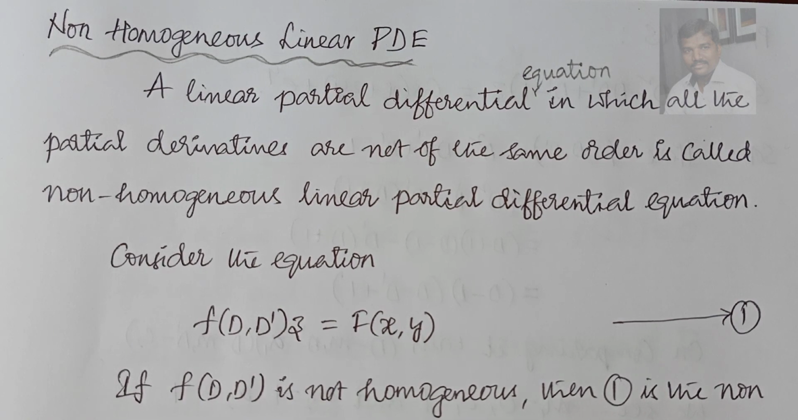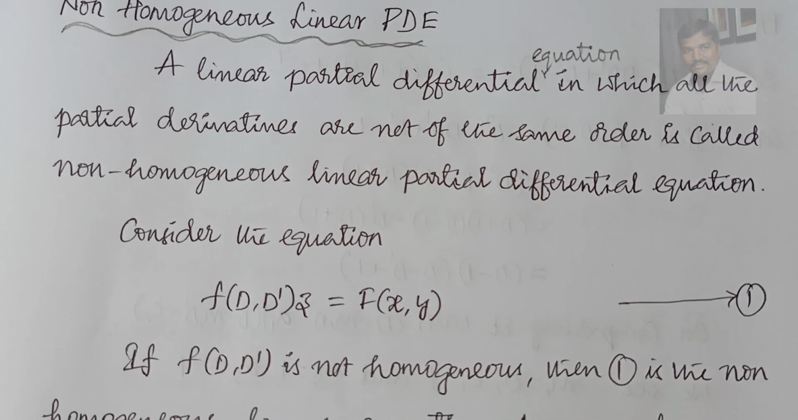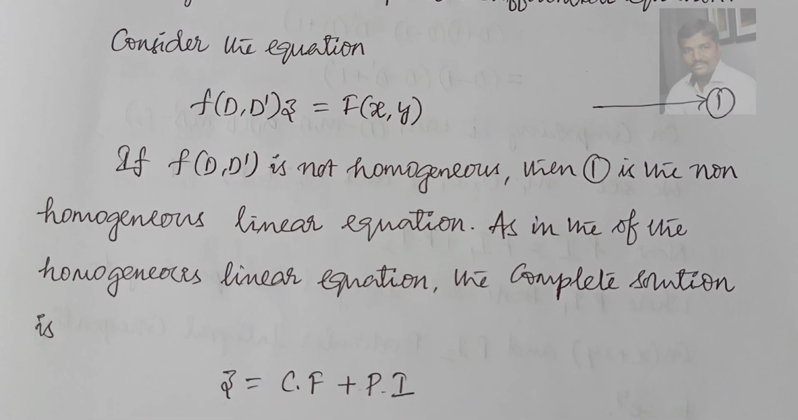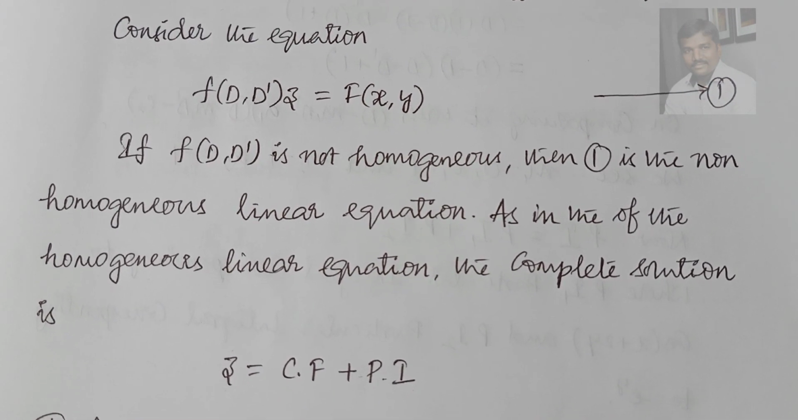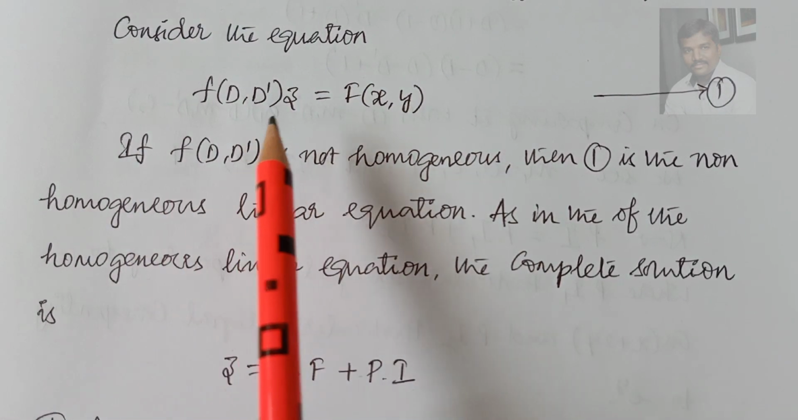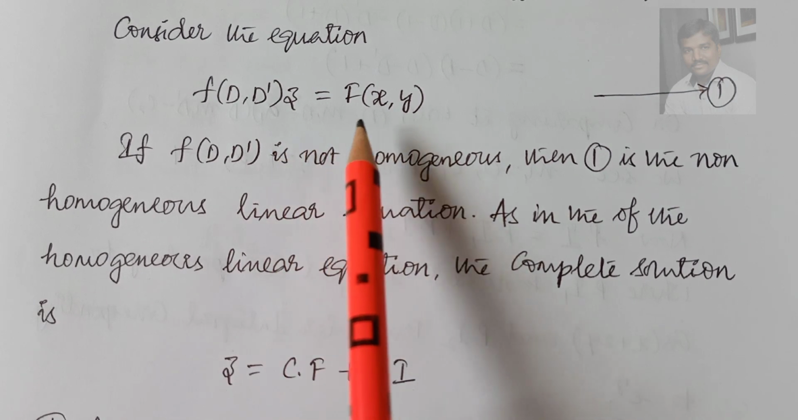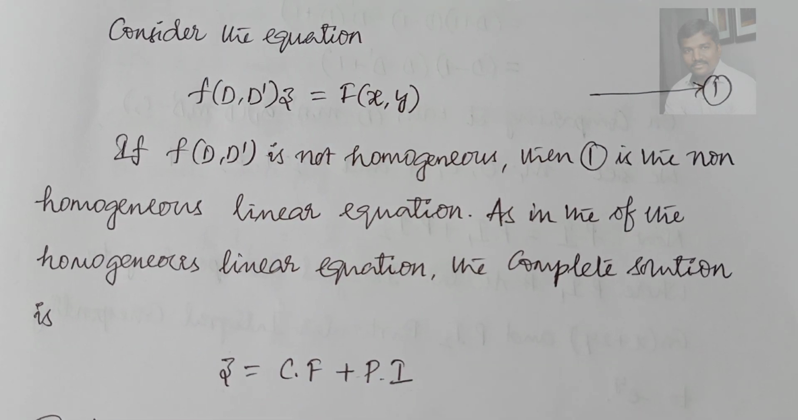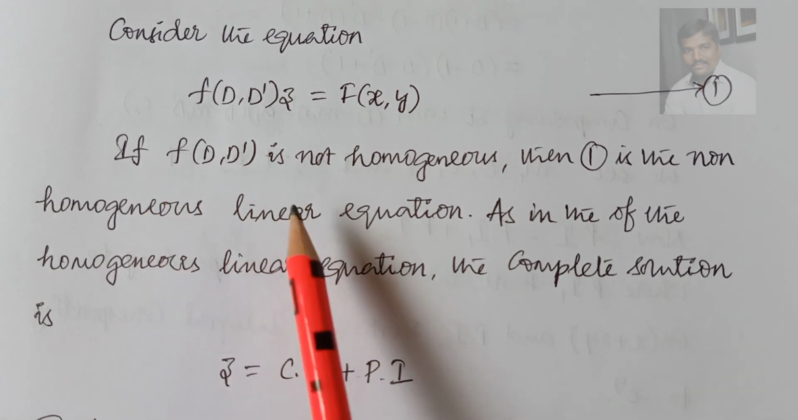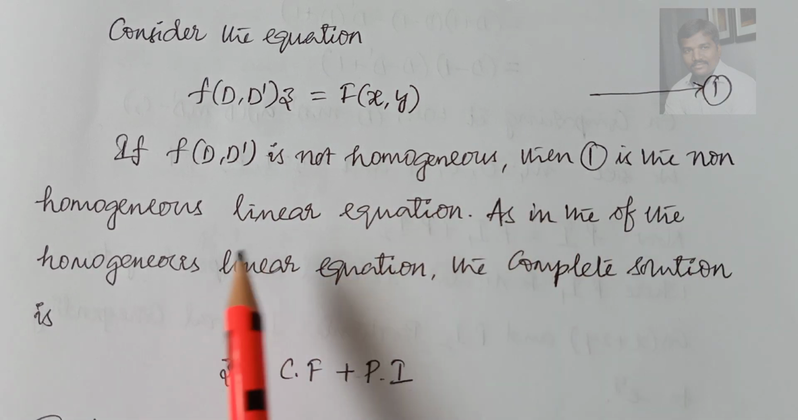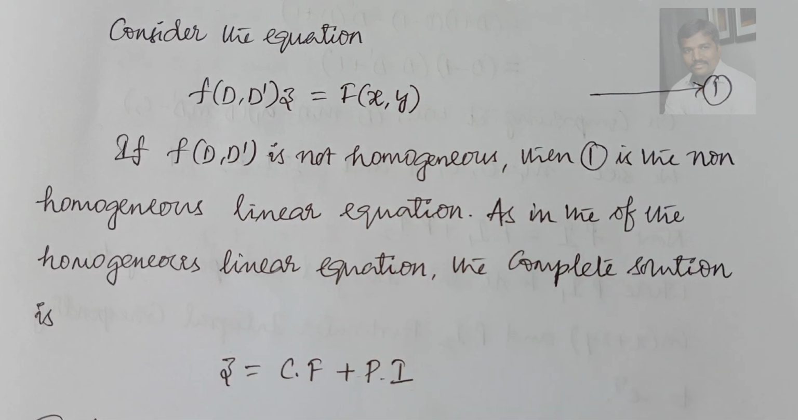But how to solve a non-homogeneous linear partial differential equation? It will be of the form like this. Consider the equation f(D, D')z = f(x, y). It is almost similar to the homogeneous form. If f(D, D') is not homogeneous, then equation 1 is the non-homogeneous linear equation.